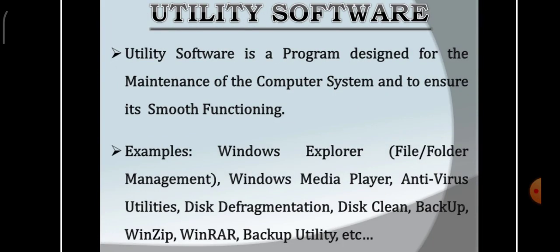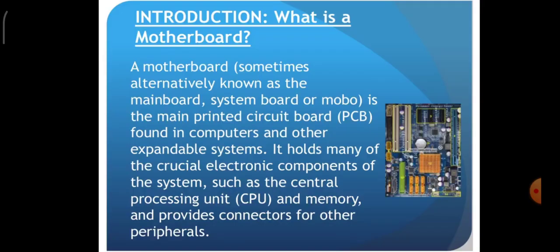Utility software is a program designed for the maintenance of the computer system and to ensure its smooth functioning. Examples: Windows Explorer, file and folder management, Windows Media Player, antivirus utilities (very important), disk defragmentation, disk cleanup, backup, WinZip, WinRAR, and backup utilities are some of the examples of utility software. A very important utility software is the antivirus utilities.